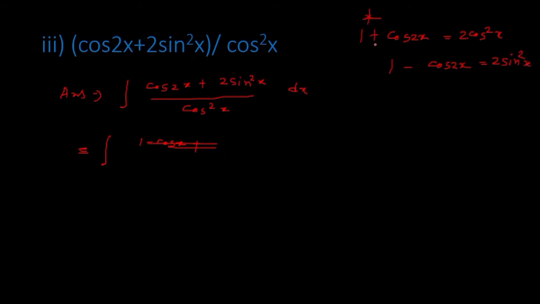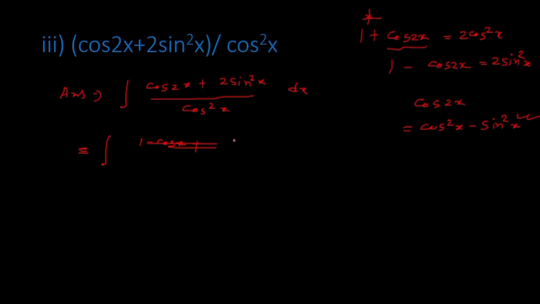So here we know 1 plus cos 2x is 2 cos square x, and 1 minus cos 2x is 2 sin square x. So from here we can conclude cos 2x will be 2 cos square x minus 1. Another formula cos 2x has is cos square x minus sin square x. Those are the three formulas cos 2x has. So we can apply any of them. Now we will apply this one.